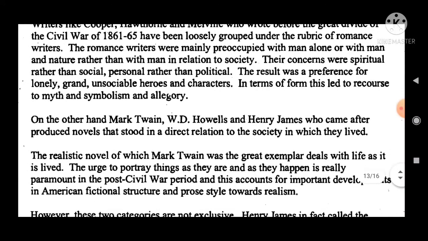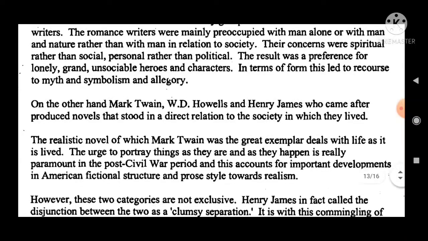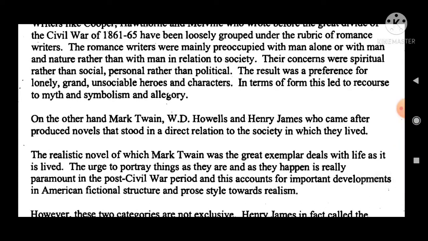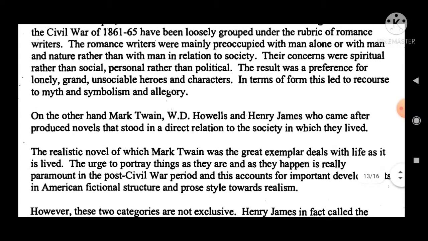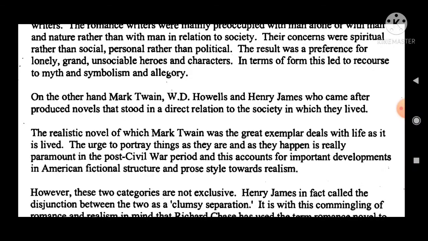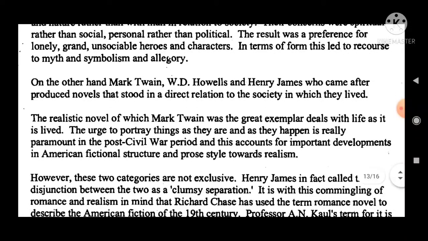The romance writers were mainly preoccupied with man alone or with man and nature rather than with man in relation to society. Their concerns were spiritual rather than social, personal rather than political. The result was a preference for lonely, grand, unsociable heroes and characters. In terms of form, this led to recourse to myth and symbolism and allegory.